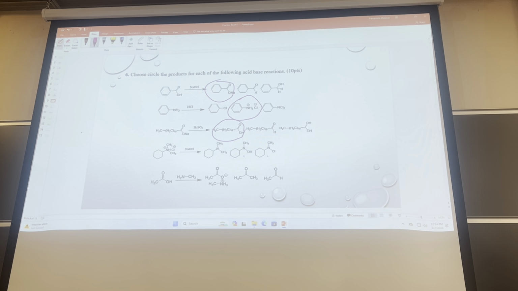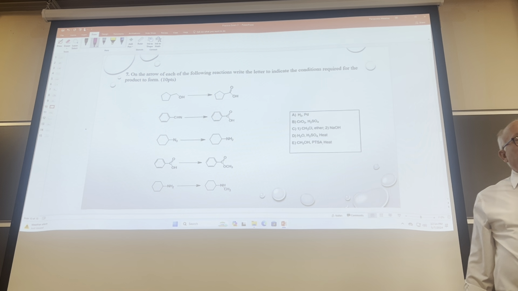Ammonium chloride with sodium hydroxide. The dimethylammonium chloride with sodium hydroxide. Which one? Second one? First one. The amine. It's a salt of the amine. It's a chloride salt of the amine. We have acetic acid with methylamine. First one, right?